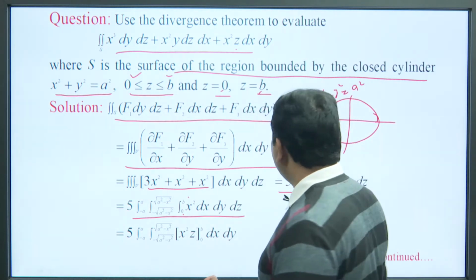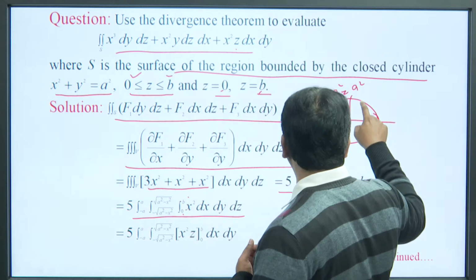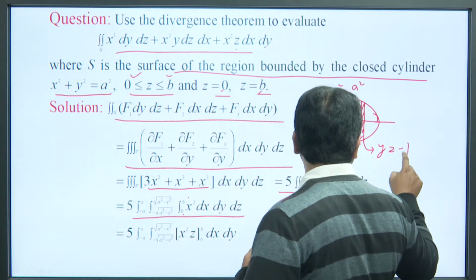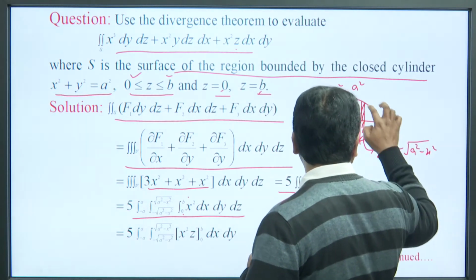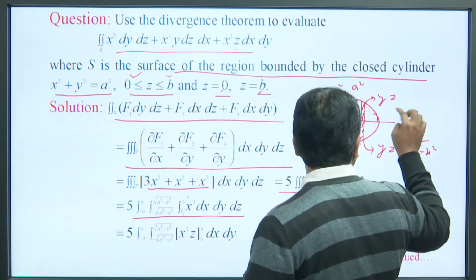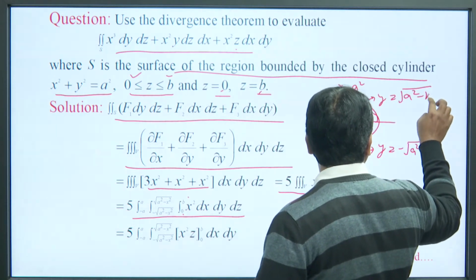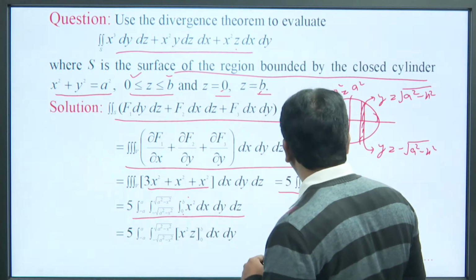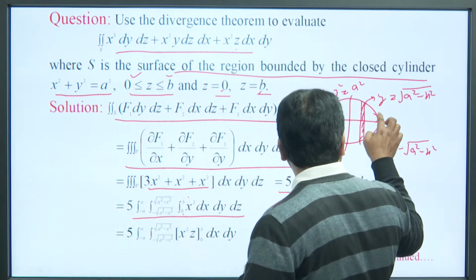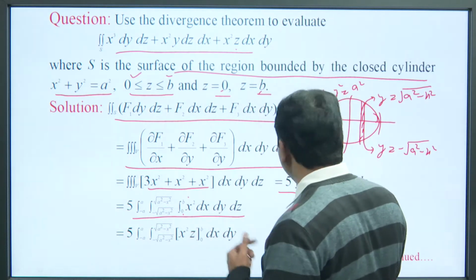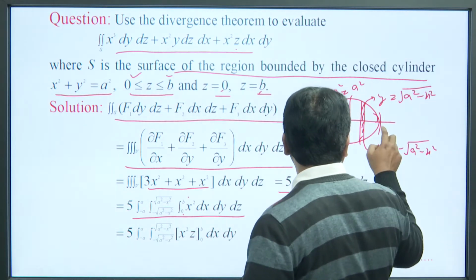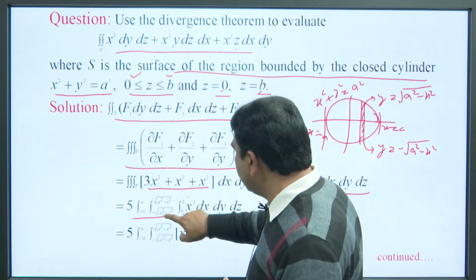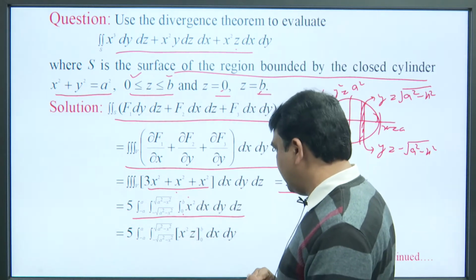For this, if we want to evaluate the integral with respect to y first, then we have to take the vertical steps. At this point, y is equal to minus root over a square minus x square, and at this point y is equal to root over a square minus x square. And if we decide that we have to evaluate the integral with respect to y first, then we have to take the value of x from this point to this point, and which is fixed. So, at this point x is equal to minus a, and here x is equal to a. So, the limit of x becomes minus a to a, and y becomes minus root over a square minus x square to root over a square minus x square.